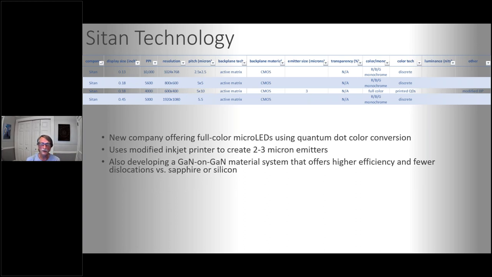So gallium nitride epi layers are typically grown on sapphire and more recently on silicon, bulk substrates. They think it makes more sense to grow gallium nitride epi on a gallium nitride bulk crystal. And so they have developed some technology to do that and the material system to do that. It's very early stages in that, but they claim, and it's expensive, obviously, and there's no commercial source for that right now, but they claim higher efficiency and fewer dislocations. So that's an interesting development.